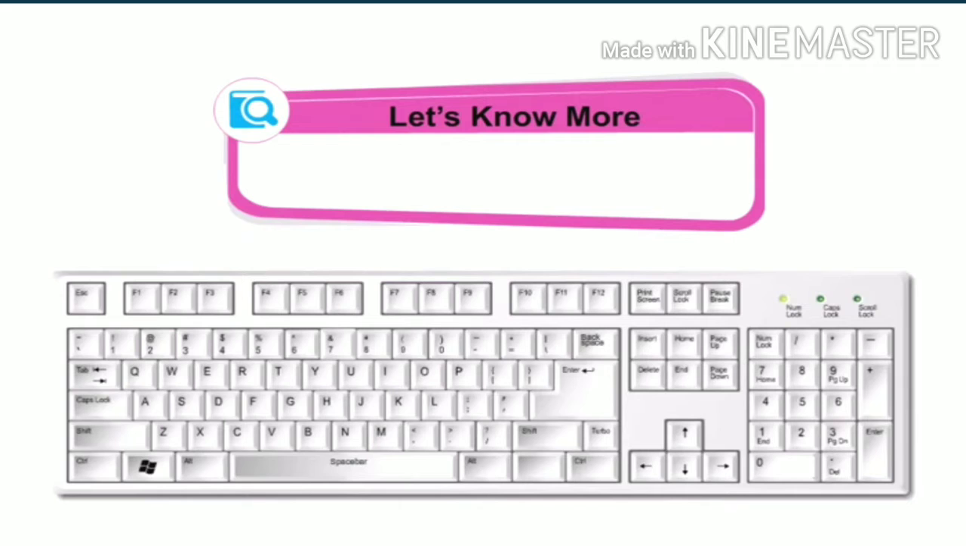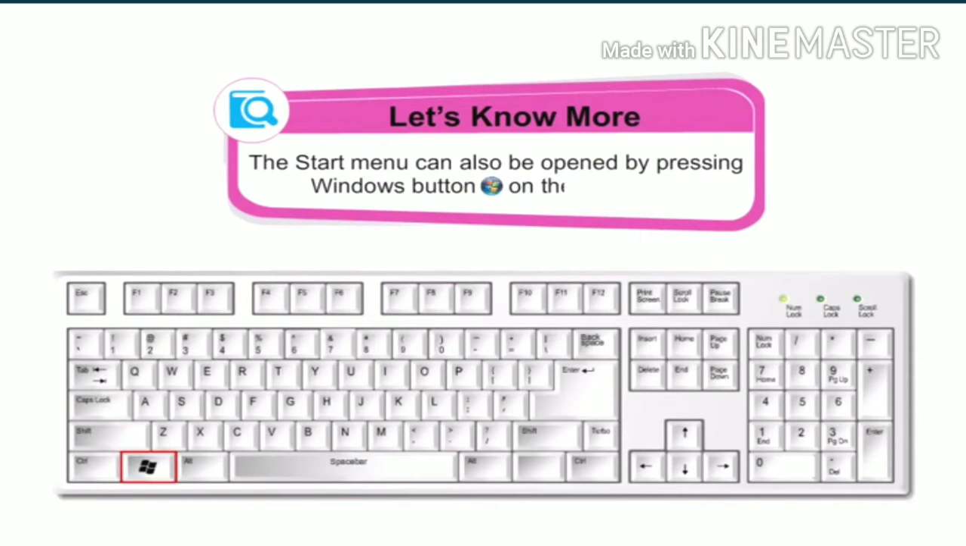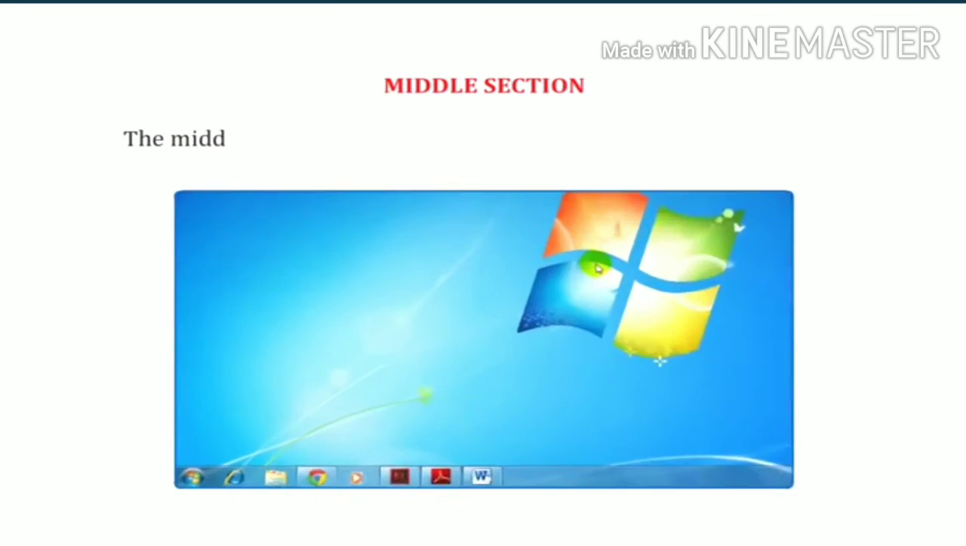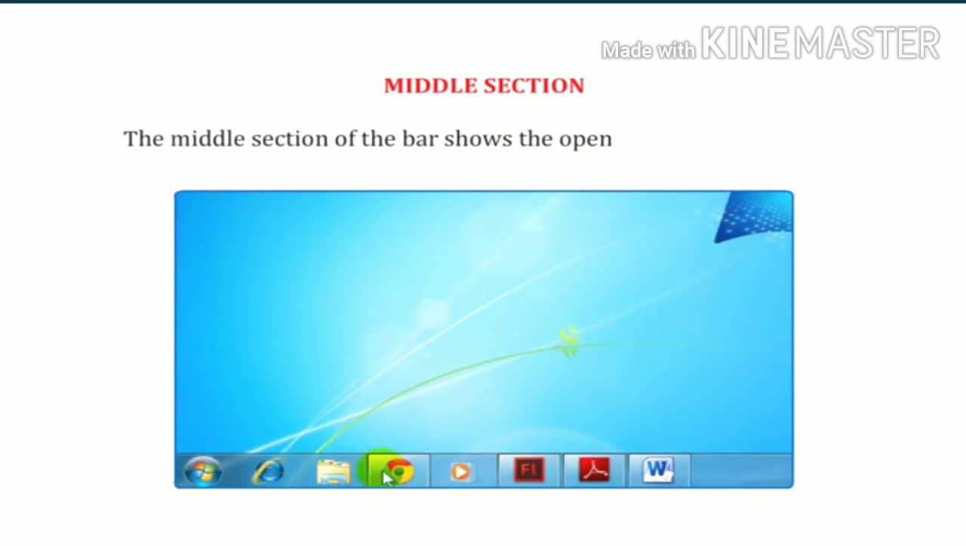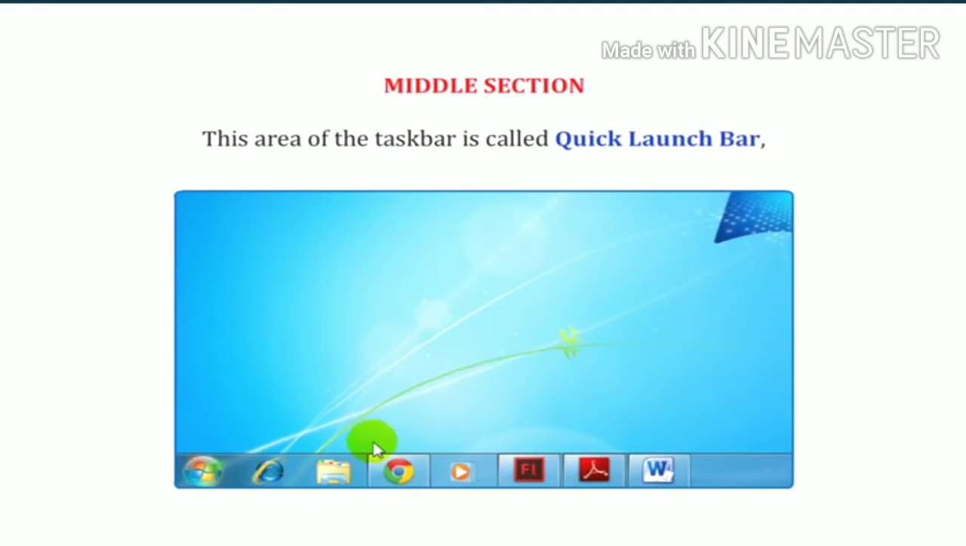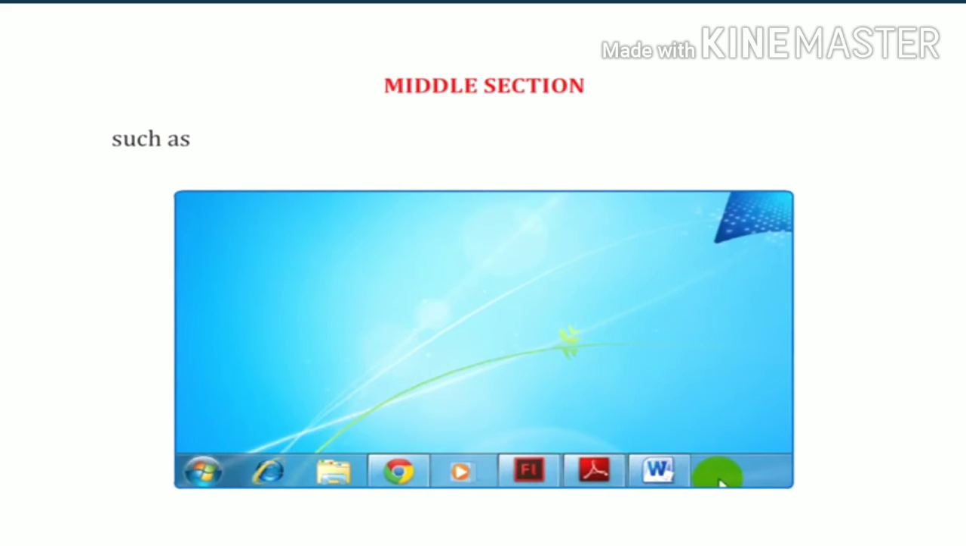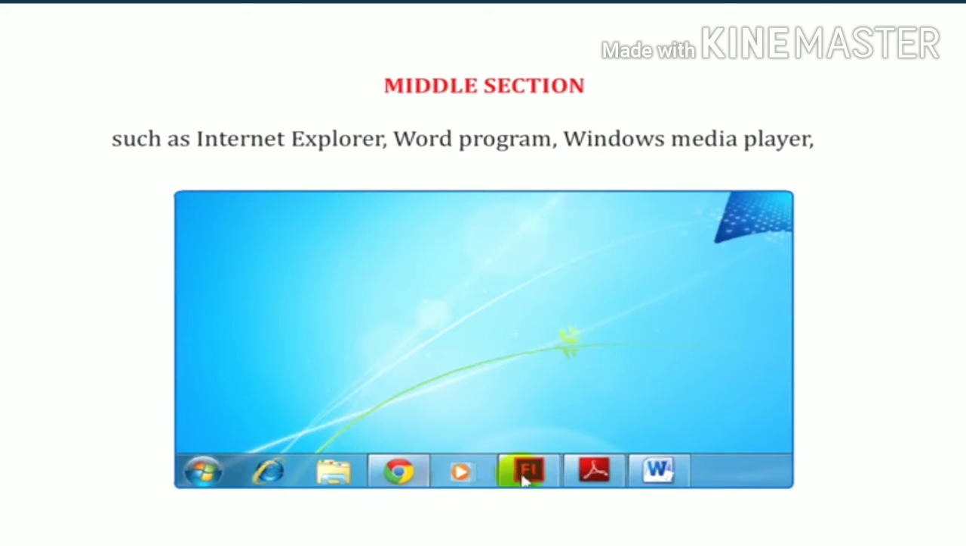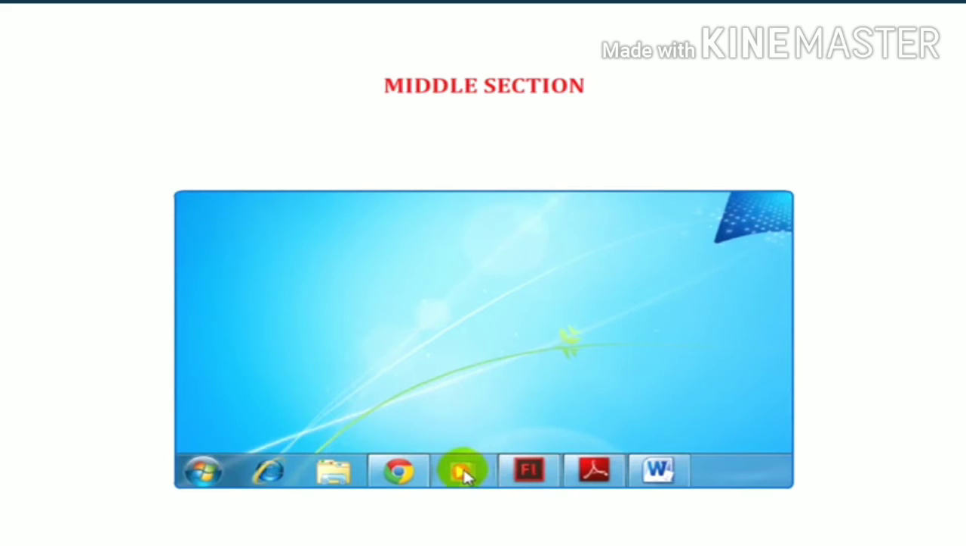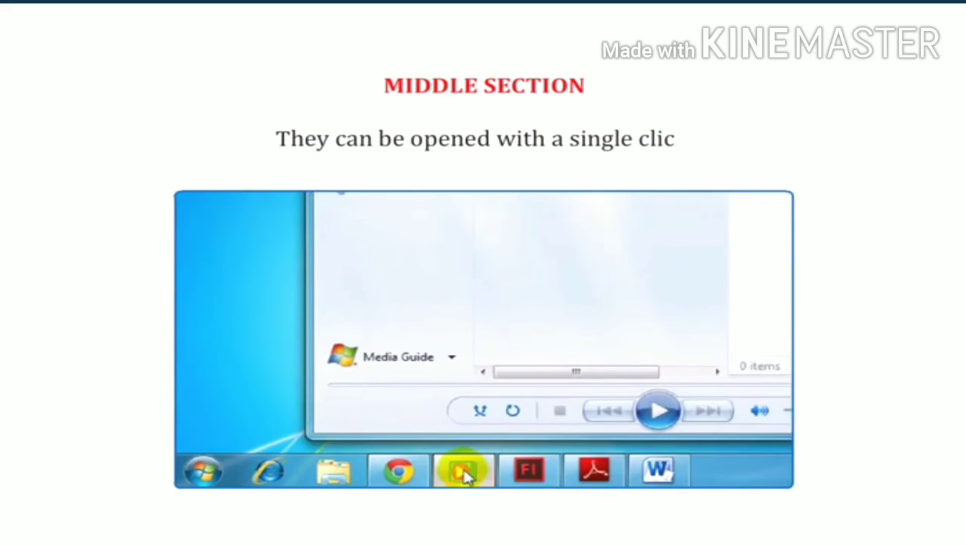Students, let us learn a few things. Start menu can also be opened by pressing Windows button on the keyboard. Middle section. The middle section of the bar shows the open programs as buttons. This area of the taskbar is called Quick Launch Bar, where you can add commonly used programs such as Internet Explorer, Word program, Windows Media Player, etc. They can be opened with a single click.